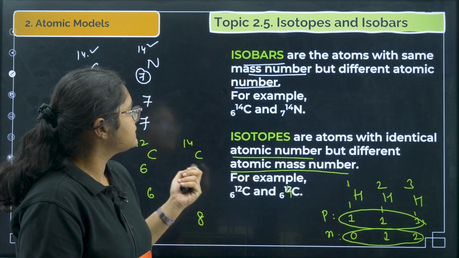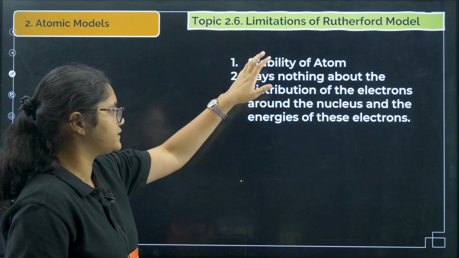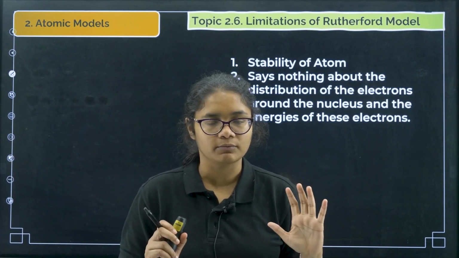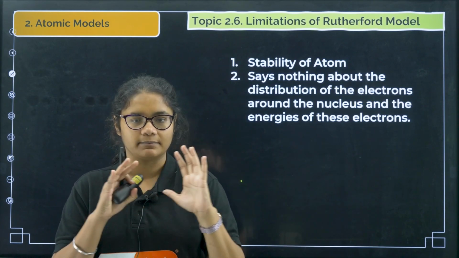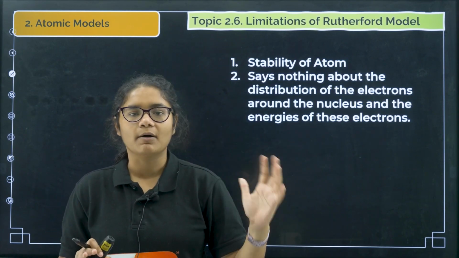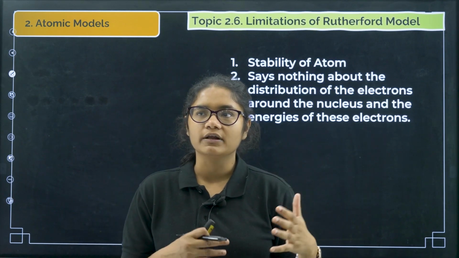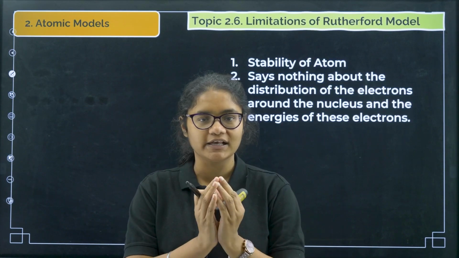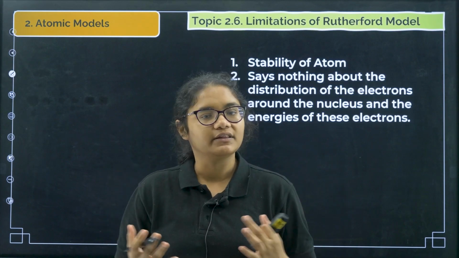Okay, so with this we have done almost most of the topic. Now let us understand a very important concept, that is the limitation of the Rutherford model. Rutherford was able to discuss everything about the nucleus and the electrons. The Rutherford model was mostly considered like a solar system, where the sun is the nucleus and the planets revolving around the sun can be compared with the electrons.